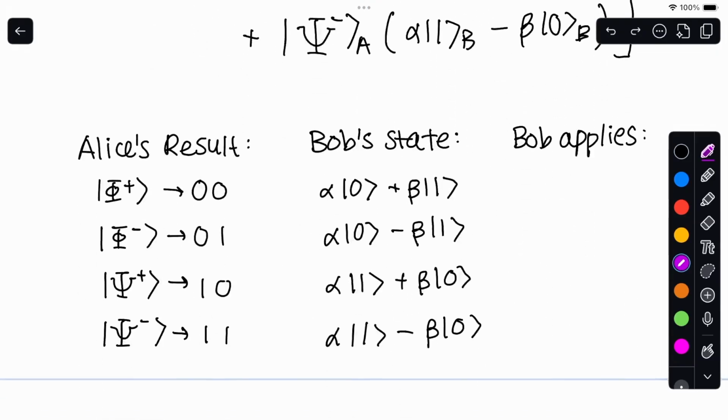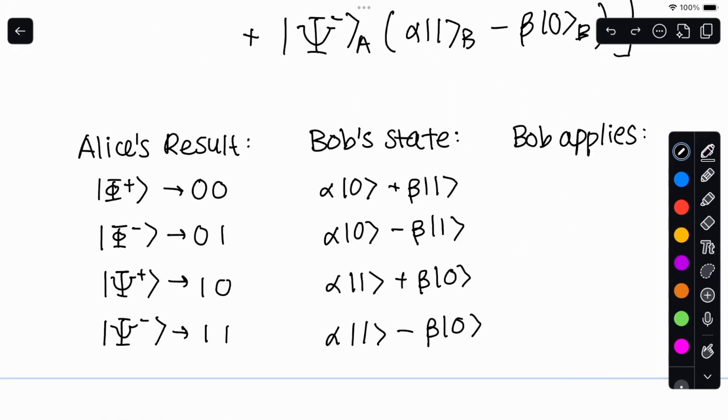So let's summarize these results. If Alice's result of the Bell state measurement is 0, 0, which is phi plus, then Bob is going to apply nothing to his state because he's already in the state psi. If she measures 0, 1, then he's off by a phase flip. He should apply a Z gate. If she measures 1, 0, then he's off by a bit flip, so he should apply an X gate.